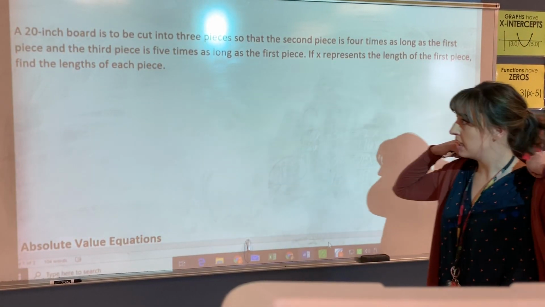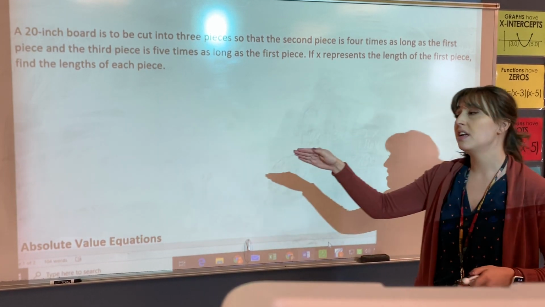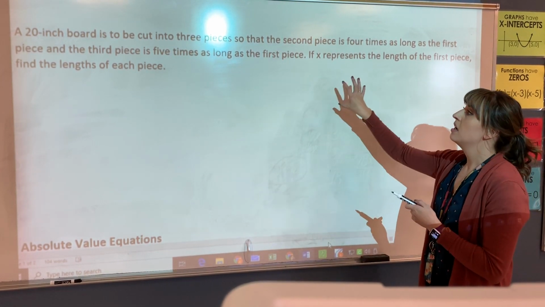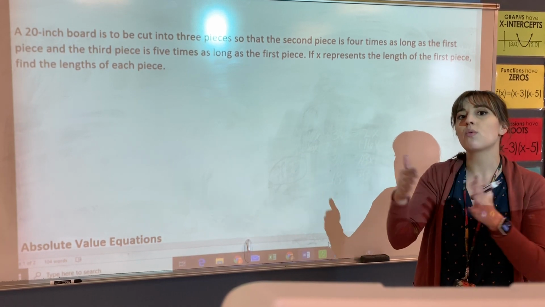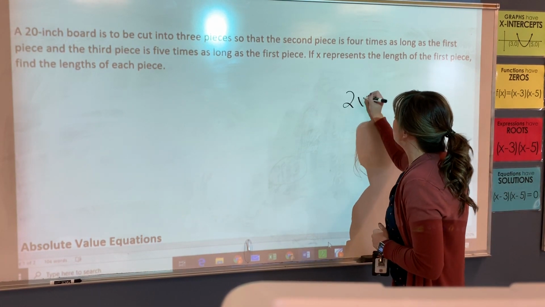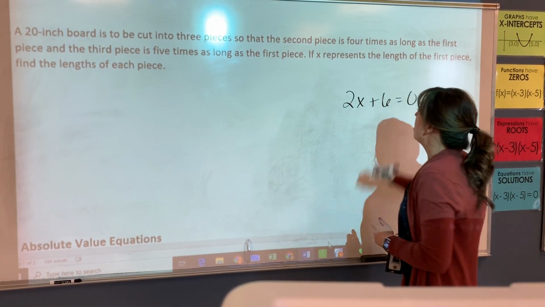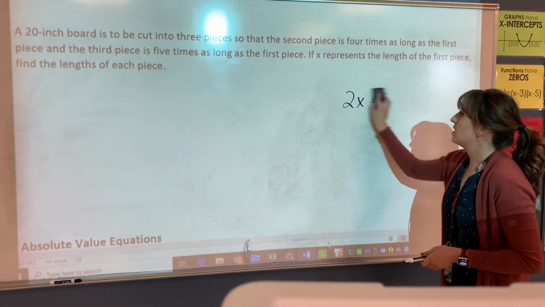Our next problem is a real-world application problem, still solving linear equations, but it's not as obvious that it is a linear equation. The only difference between a real-world problem and a normal naked problem, like we call it, is that you have not created the equation yet. That is the extra step that you have to do in a real-world problem.